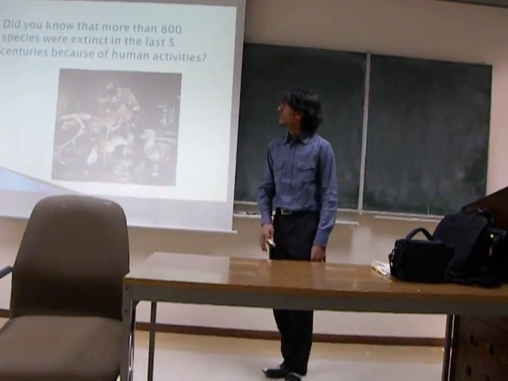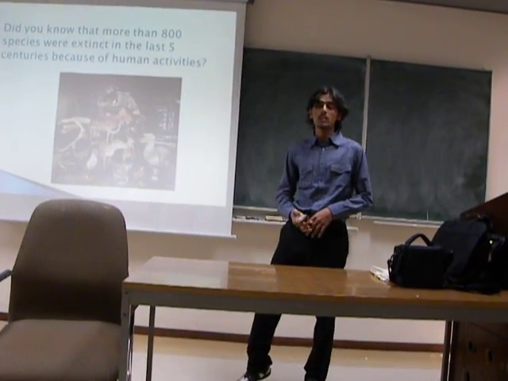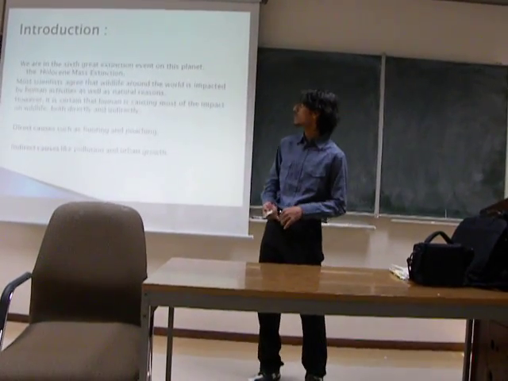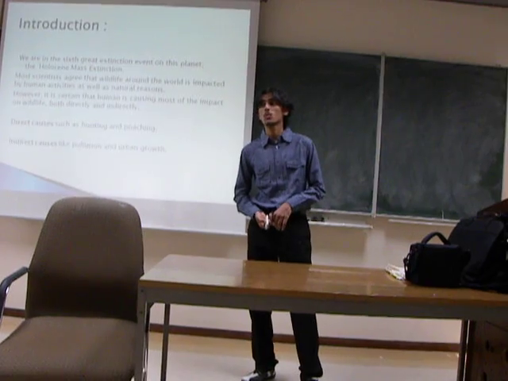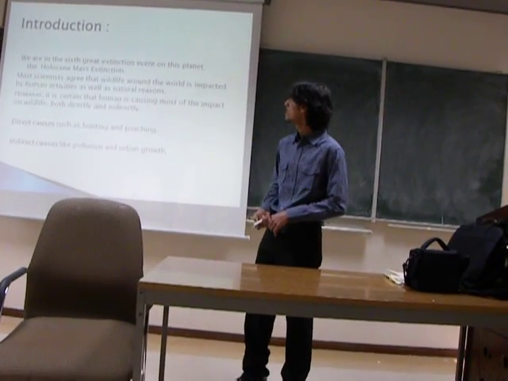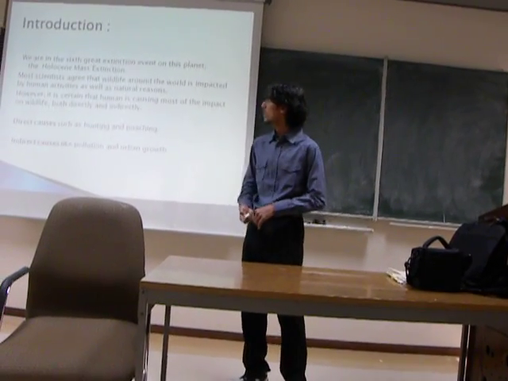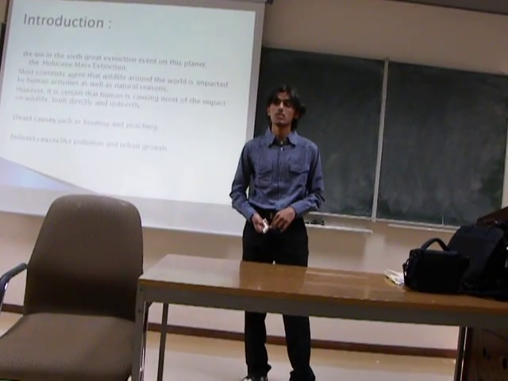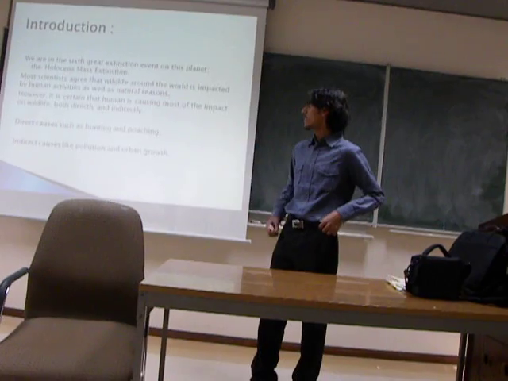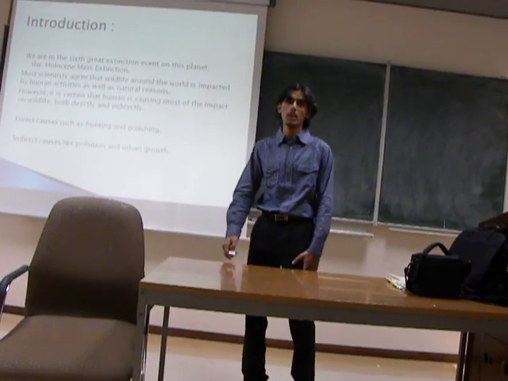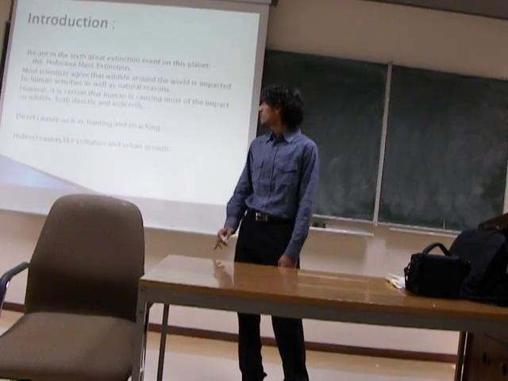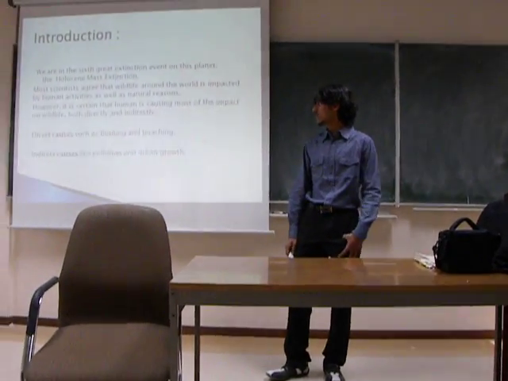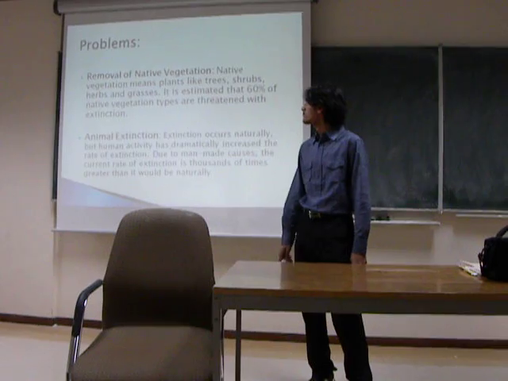Did you know that more than 800 species were extinct in the last 5 centuries because of human activity? We are now in the 6th great extinction event on the planet. It is called the Holocene mass extinction. Most scientists agree that wildlife around the world is impacted by human activities as well as natural reasons. However, it is certain that human is causing most of the impact on wildlife, both directly and indirectly. Direct causes like hunting and poaching, indirect causes like pollution and urban growth.